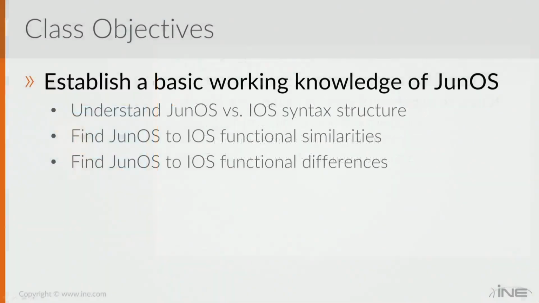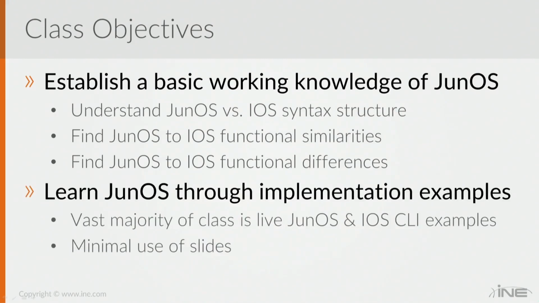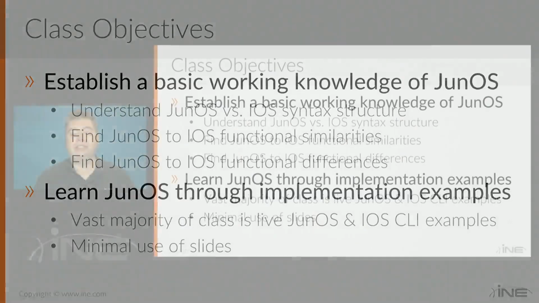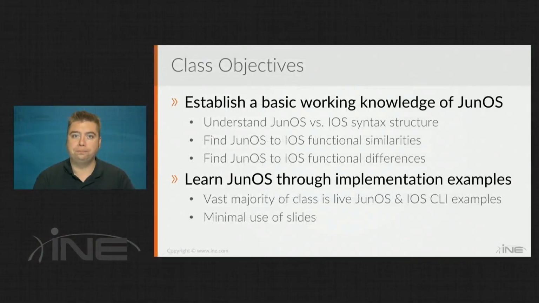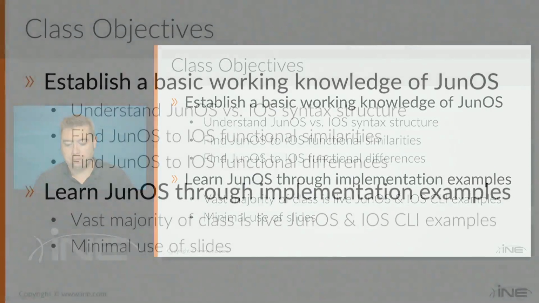So we want to make sure that when you come out of the class, you have a basic understanding of the syntax structure differences between JunOS and IOS. You know some of the differences between them and also some of the similarities, so that you can immediately start either supporting networks that are using JunOS or doing new implementations. So the main focus is going to be learning JunOS through implementation examples. Beyond this, there's not going to be tons of slides that I'm going to be using in the class. Most of them are just going to be a baseline for syntax references that we're then going to be applying on the command line interface.